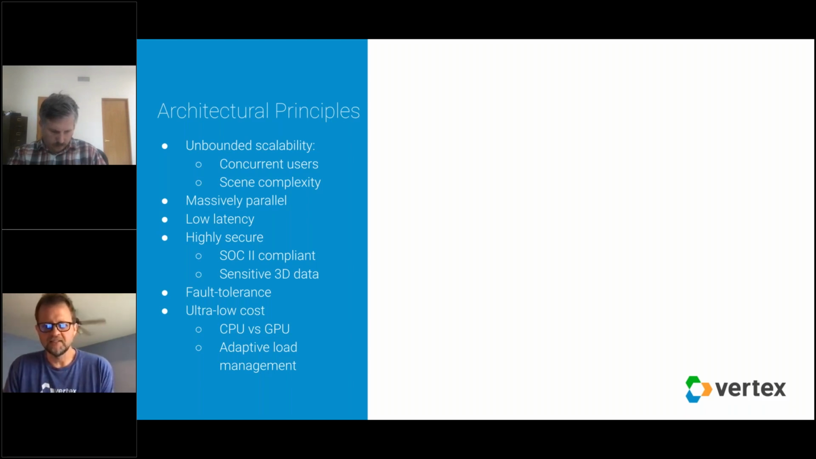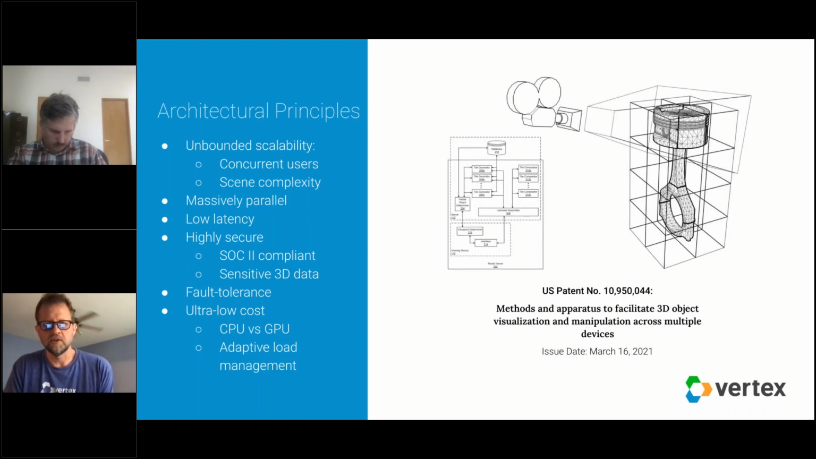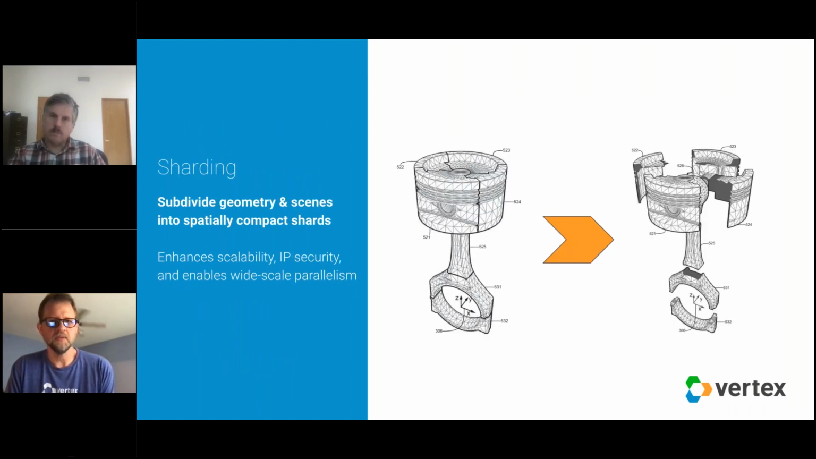And we combine these principles in a way that allowed us to be awarded a patent in the US for the design of our core rendering architecture. The patent describes several concepts that work together to make this architecture successful in practice. The first is sharding. This is a process of subdividing the geometry and the scenes into spatially compact shards. This enhances scalability, IP security, and enables wide-scale parallelism.